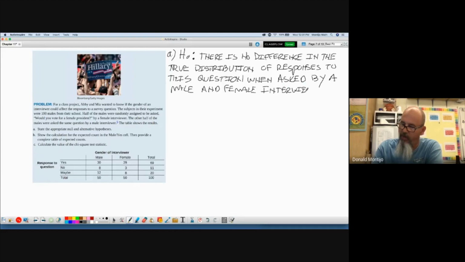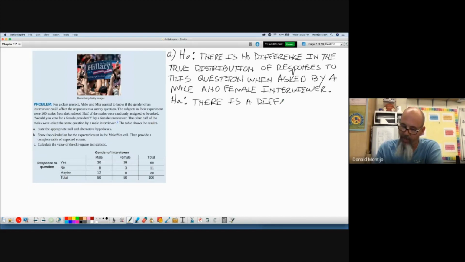So again, the null and alternative are much different here in chi-squared. Usually we're writing them in words. The alternative, I'm not going to write it out, but the alternative hypothesis would be there is a difference. Okay. Show the calculation for the expected count in the male yes cell.